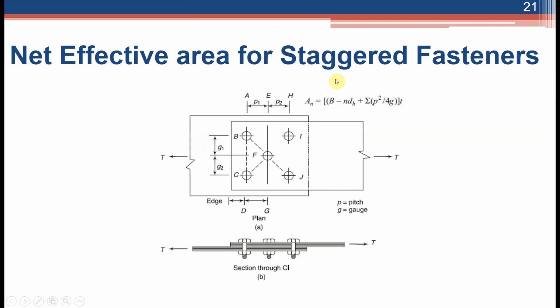Net effective area for staggered fasteners. Here in the diagram, if the fasteners are staggered like this, An is equal to [B minus n d_h plus sigma p squared upon 4g] into t. So this is the effective net area for staggered fasteners.